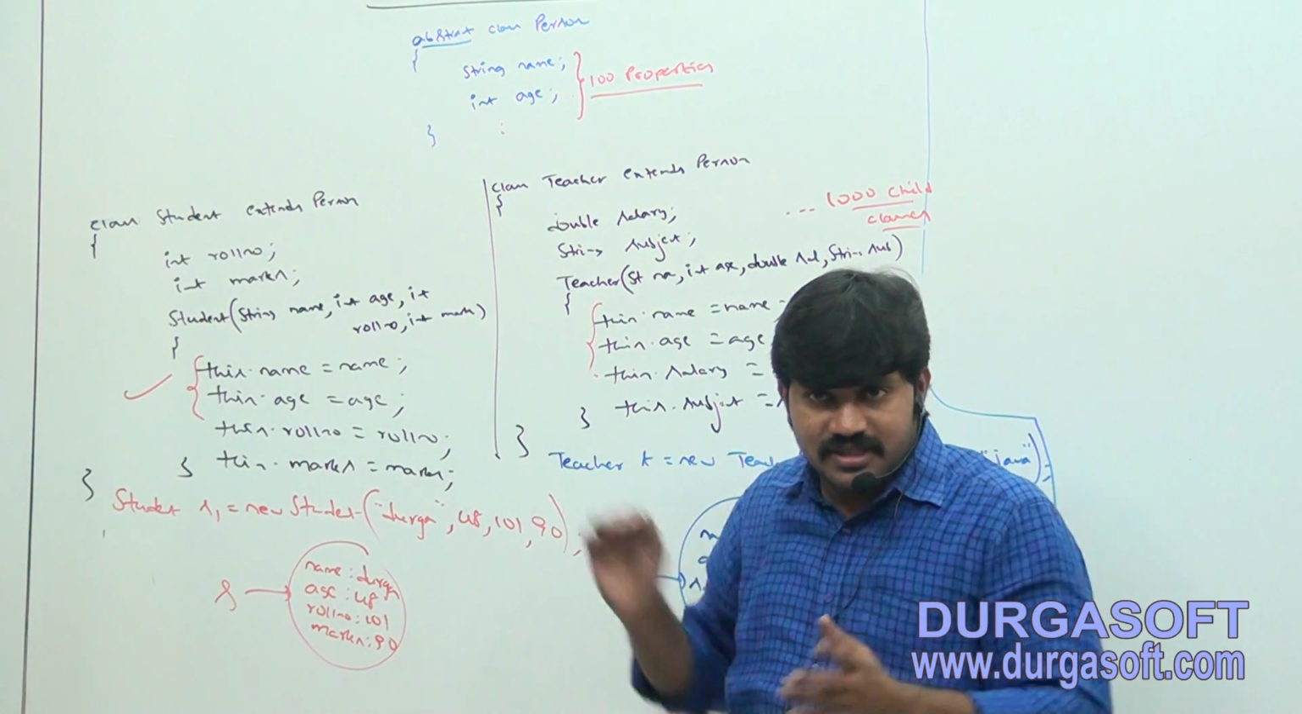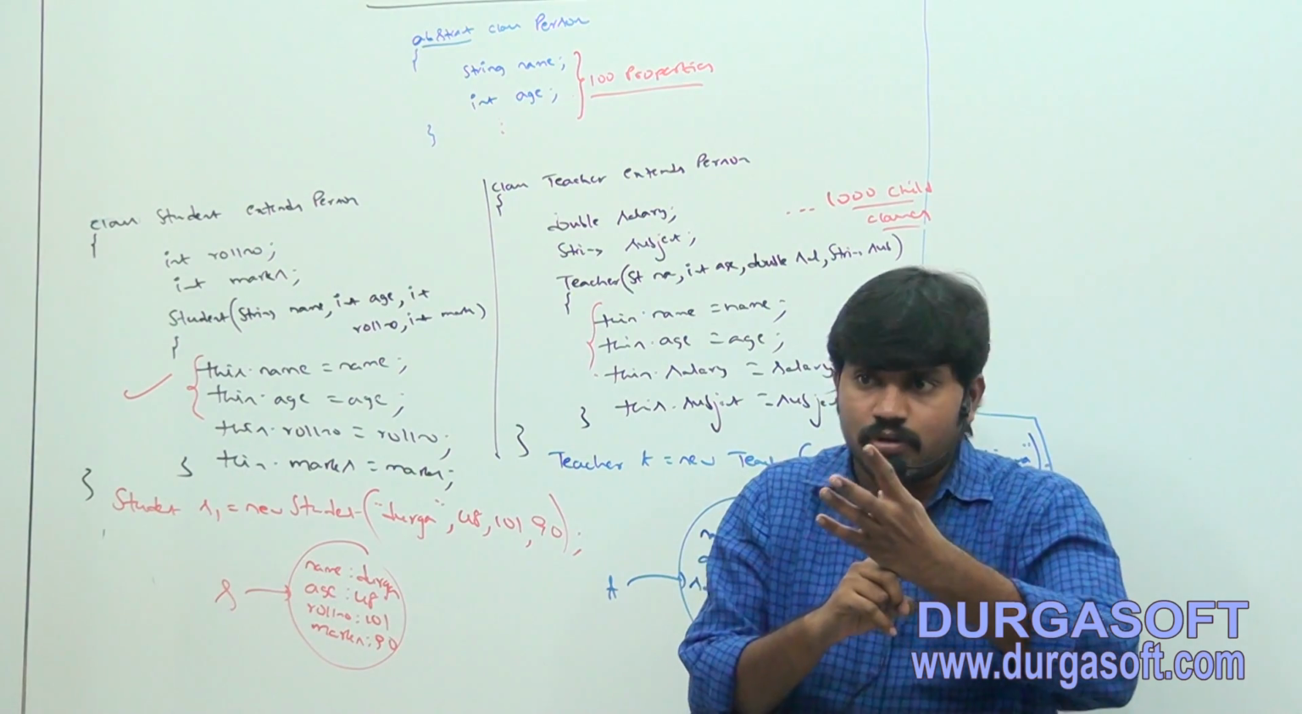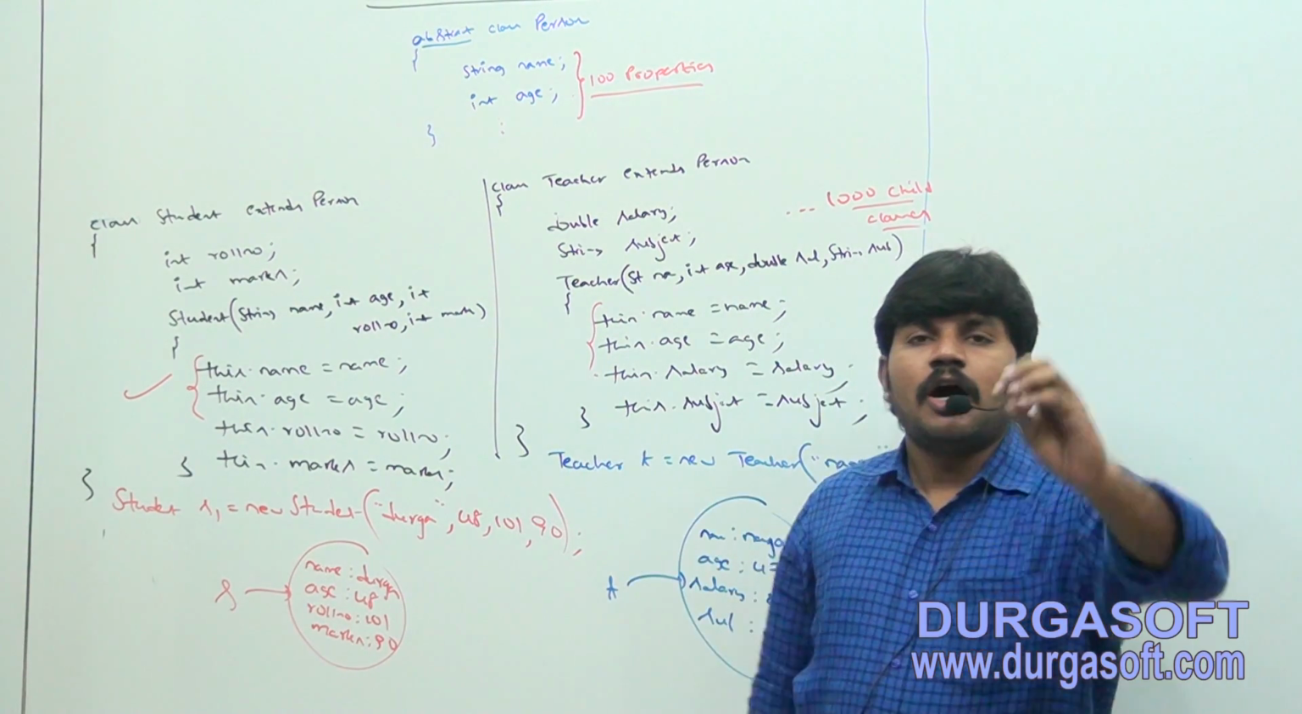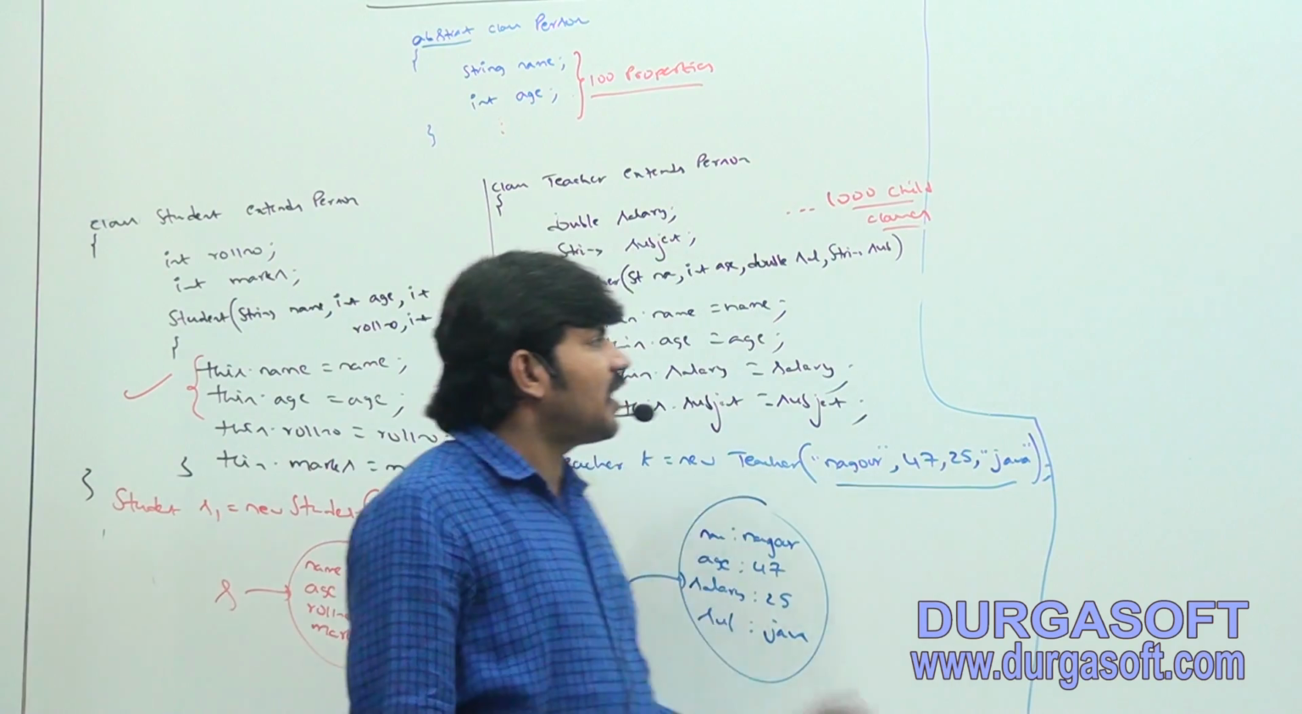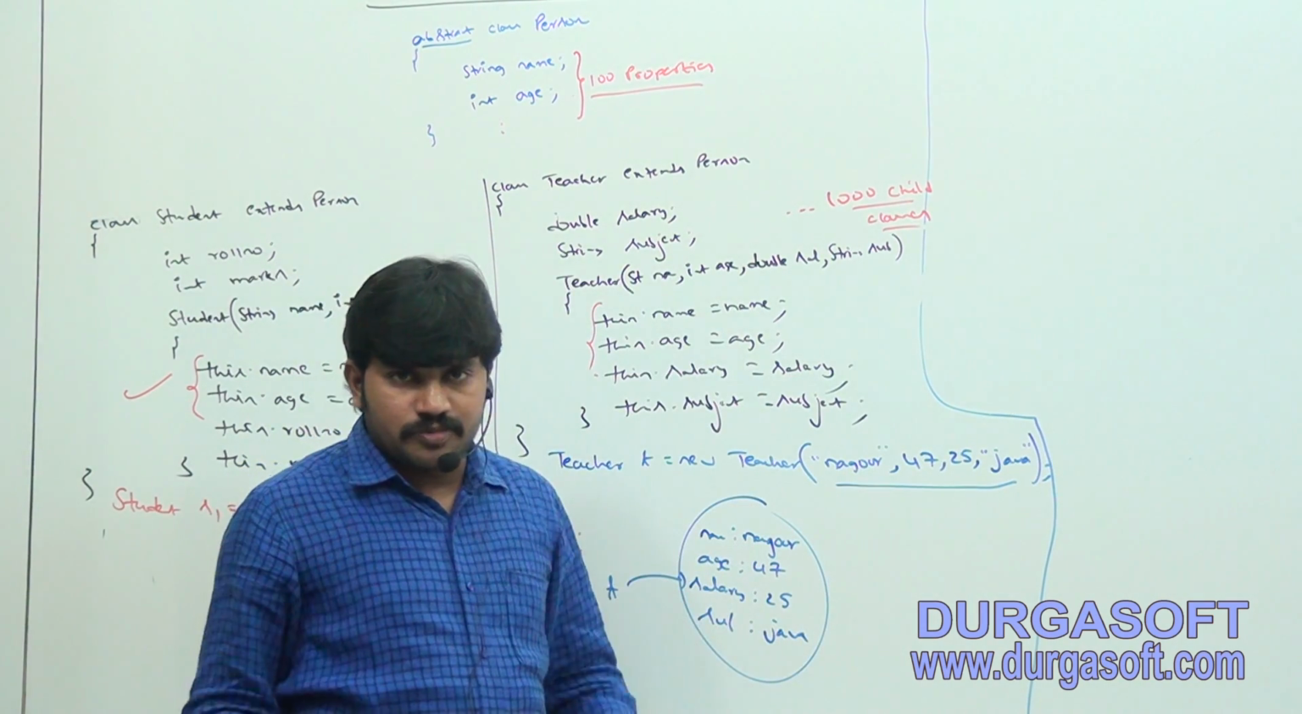The first 100 lines are the same. Unnecessary duplicate code, are you getting? Redundant code. How can you solve these problems? These many times I am not required to write. How can you solve this problem?